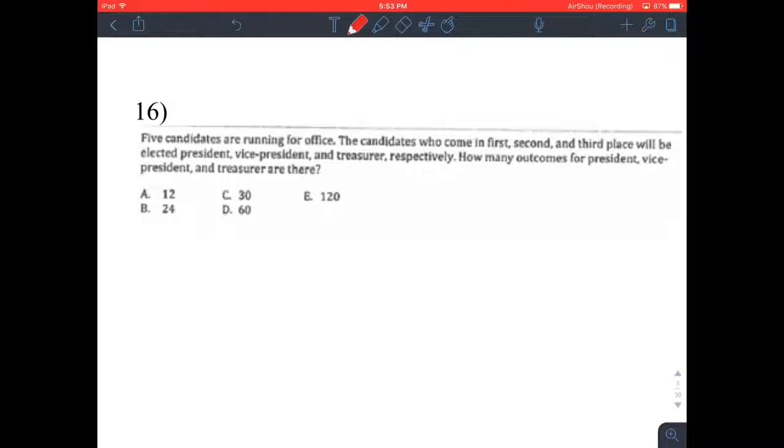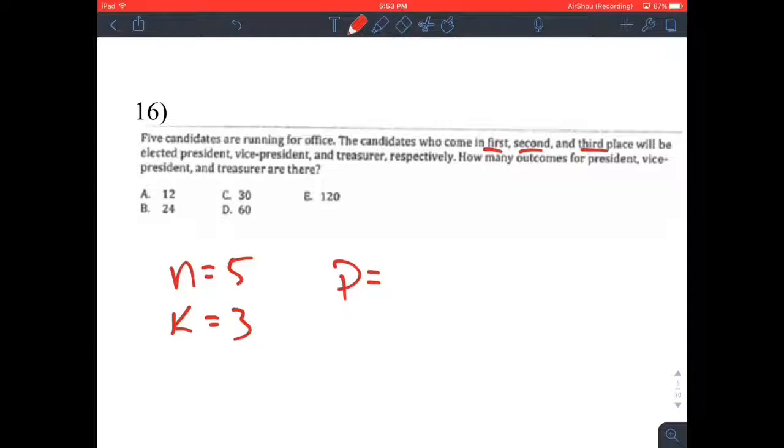5 candidates are running for an office. The candidates who come in first, second, and third will be elected president, vice president, and treasurer. How many outcomes are there for president, vice president, and treasurer? So our group size here is 5, but we're only going to choose 3 of those.